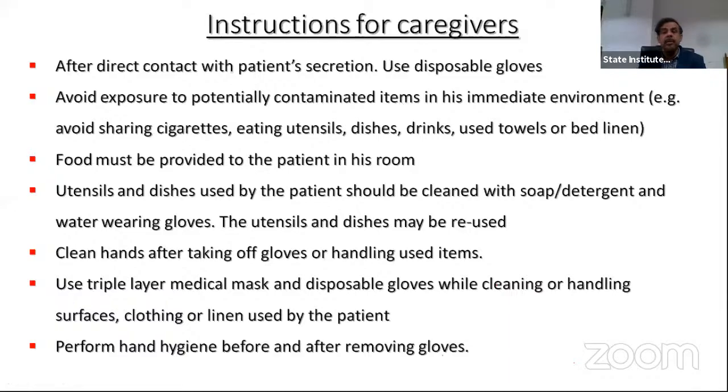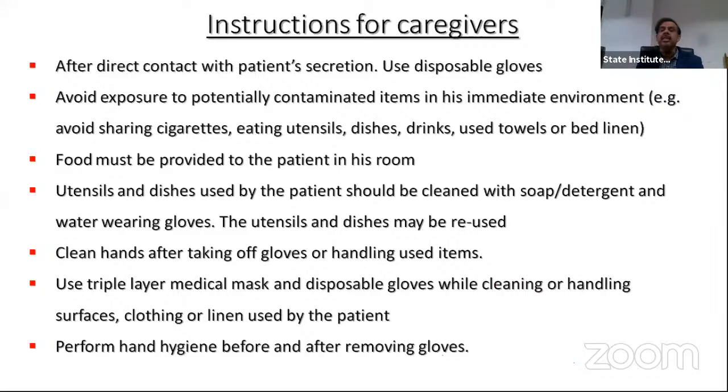So another few more instructions to the caregiver. Avoid direct contact with the patient's secretion. That's important. And use disposable gloves also. Avoid exposure to potentially contaminated items in the patient's immediate surroundings, like utensils, dishes, drinks, etc. Food must be provided to the patient in his own room. Utensils and dishes that are used by the patient should be cleaned with soap and detergent and then water, wearing gloves. That's important. And the same utensils and dishes may be reused.